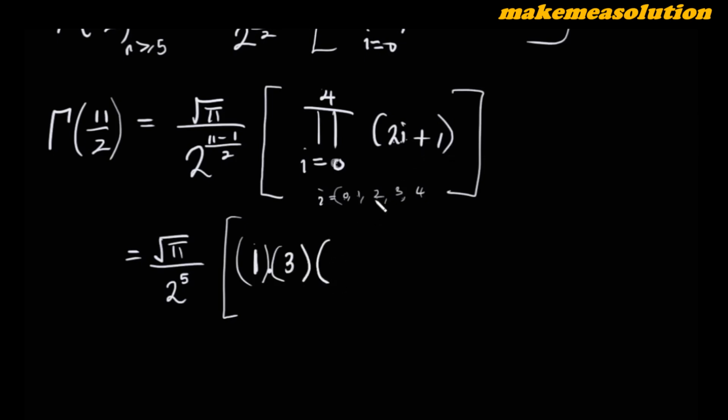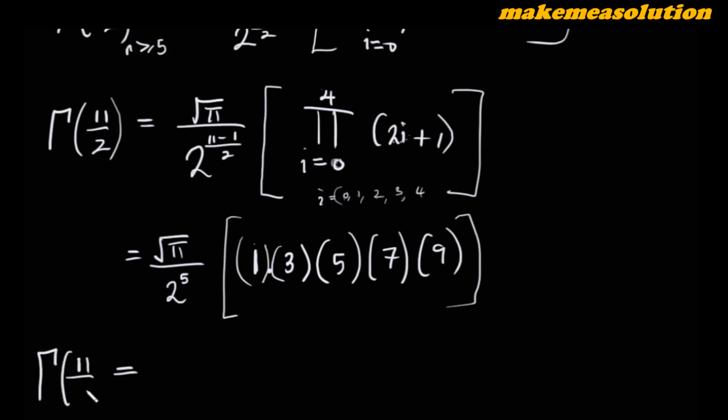When i is equal to 2, we'll have 2 times 2, 4, plus 1, 5. When i is equal to 3, I have 2 times 3, 6, plus 1, 7. And when i is equal to 4, 2 times 4, 8, plus 1, 9. So you can see that this has ultimately generated the product of the 5 odd numbers between 1 and 11, according to our recommendations.